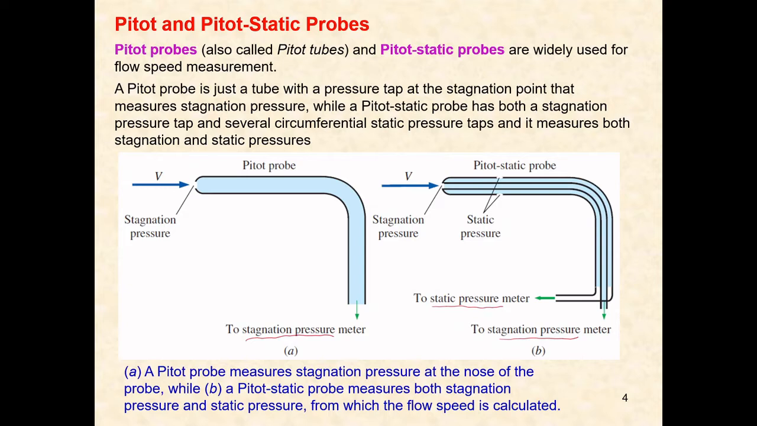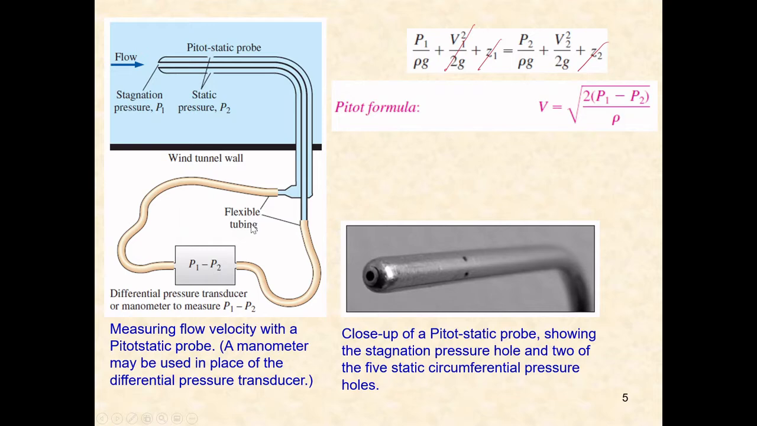Okay, so figure A here is a Pitot probe, which measures stagnation pressure at the nose of the probe. And then the Pitot static probe, the whole thing is a Pitot static probe, measures both stagnation pressure and static pressure, from which the flow speed is calculated. This diagram shows the Pitot static probe.